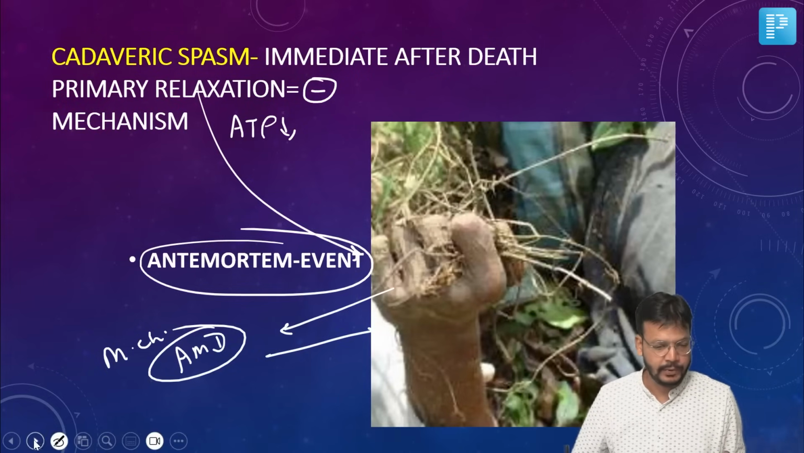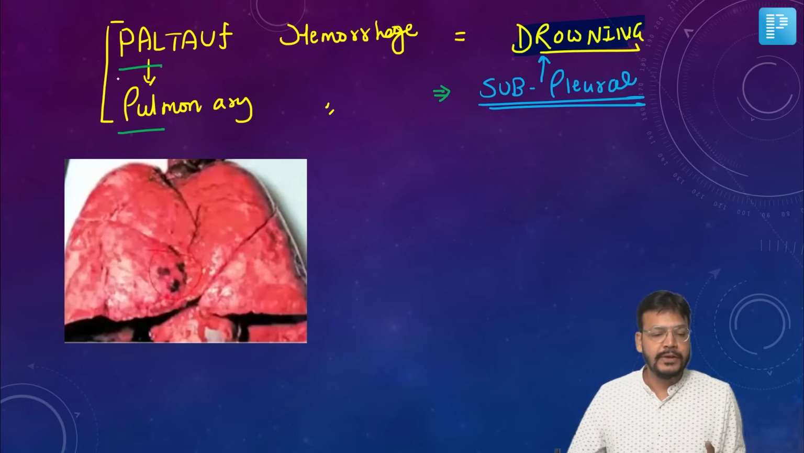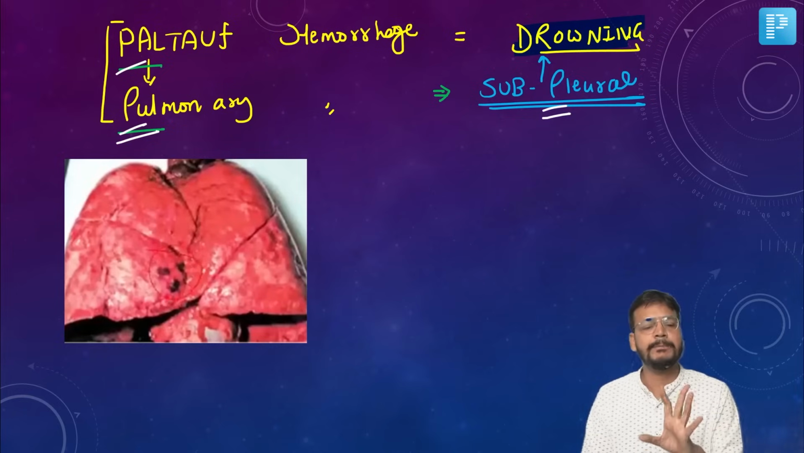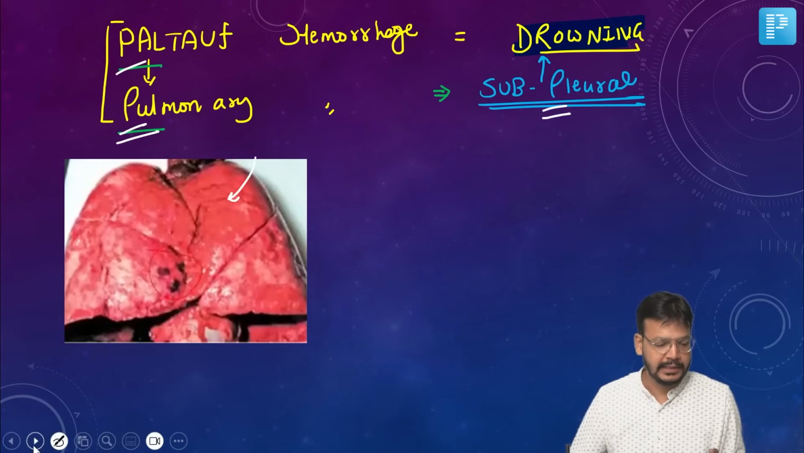Now sir, P for Paltauf hemorrhage, P for pulmonary hemorrhage, P for subpleural hemorrhage. It is seen in drowning.